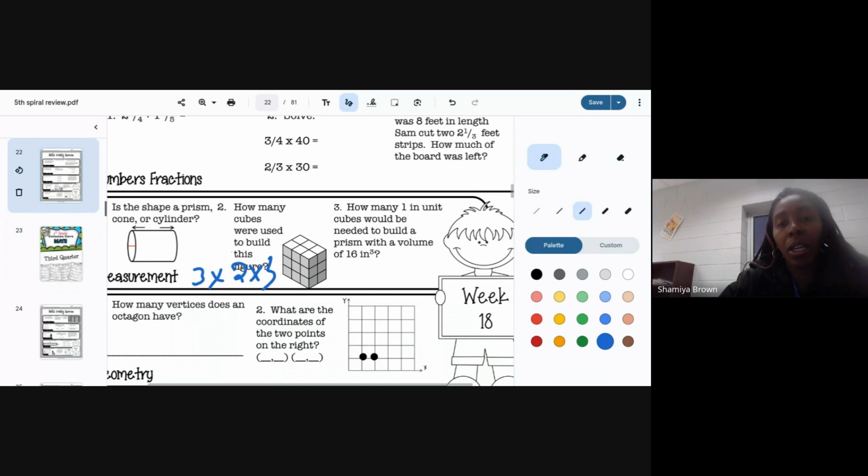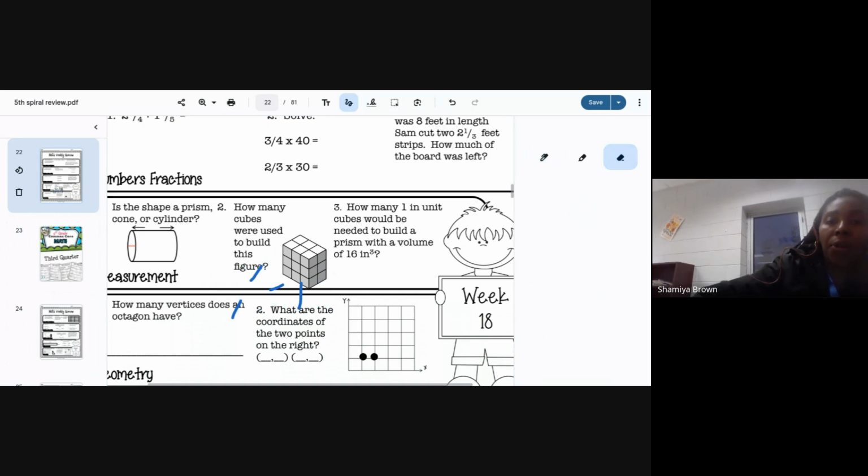Or I could sit here and count these, which will take longer. So 2 times 3 is 6. And then 6 times 3 is 18. So the volume of this, or how many cubes were used to build this, is 18.